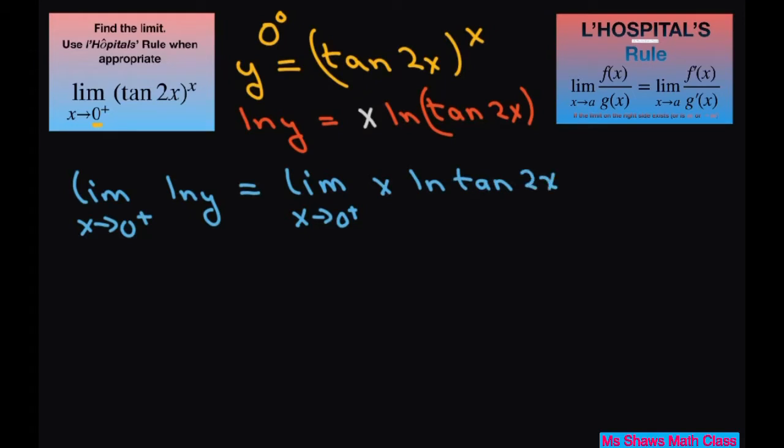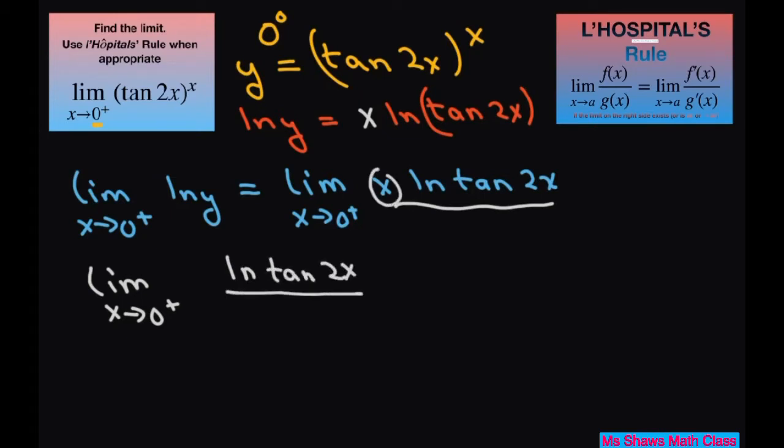Now, we're just going to concentrate on this piece here and write it in a different form. So we're going to write the limit as x approaches 0 from the right, and the numerator is going to be ln of tan of 2x, and then I'm going to move this x in the denominator by writing it as 1 divided by x. So that means we're going to have the form of infinity divided by infinity. And now I'm going to use my rule here, L'Hopital's rule, to find the limit.